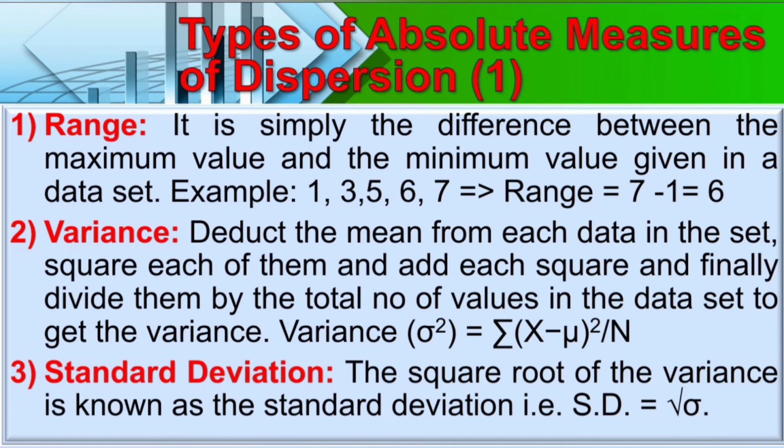Example: 1, 3, 5, 6 and 7. The range is equal to 7 minus 1, that is equal to 6. Number 2, variance. Deduct the mean from each data point in the set, square each of them and add each square, and finally divide by the total number of values in the dataset to get the variance. And number 3, standard deviation. The square root of variance is known as the standard deviation.